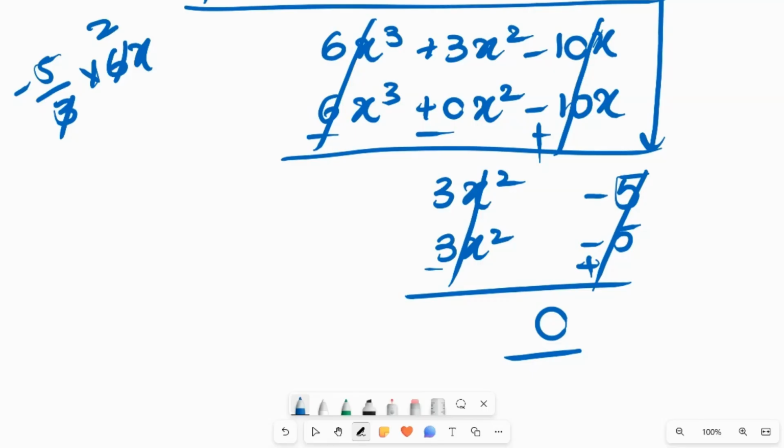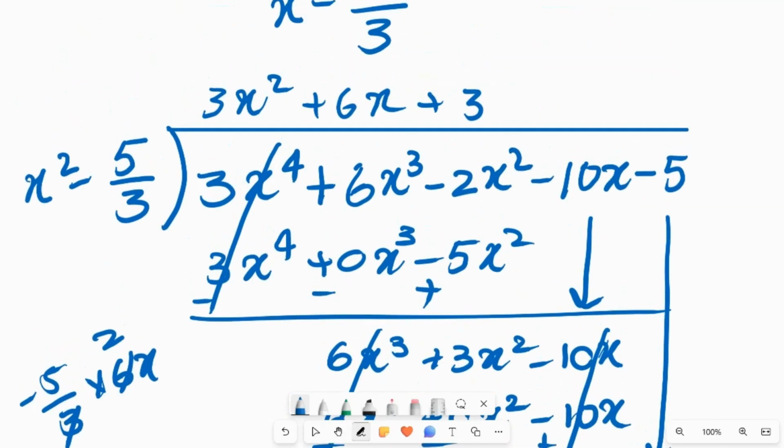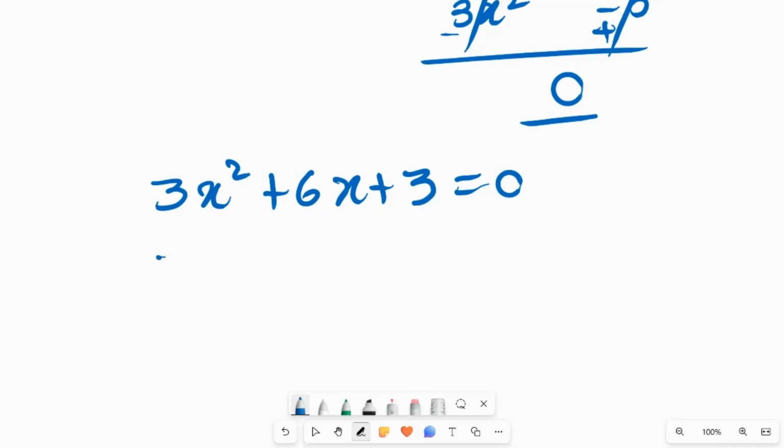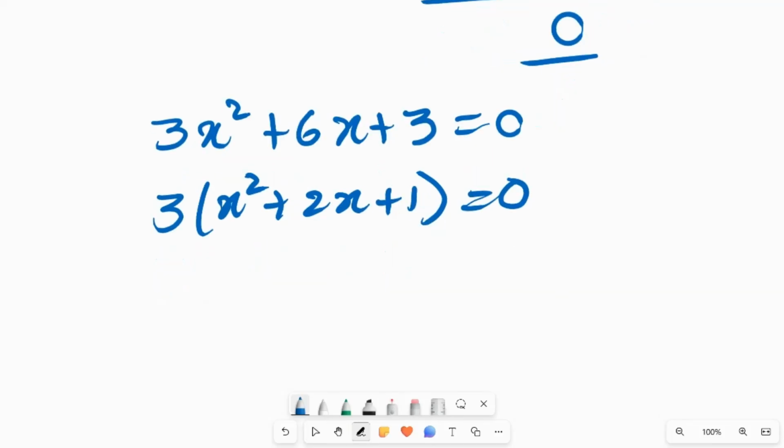So the second part of the question, the quotient gives the other roots of the polynomial. So the quotient we got is 3x square plus 6x plus 3. So let's write it below. 3x square plus 6x plus 3. It's equated to 0 to find the roots. So we can take 3 common here: x square plus 2x plus 1. This would be x square plus 2x plus 1 equal to 0.